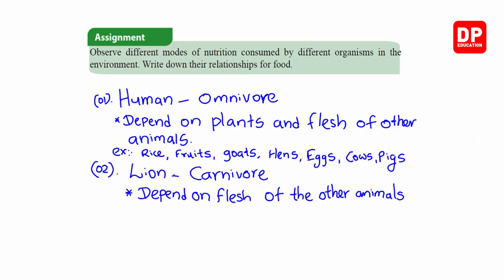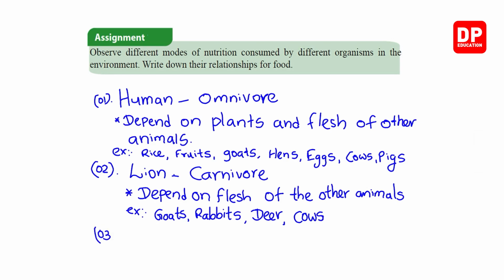Then we'll write down for a lion what the food types are. So they depend on goats, rabbits, deer, then my dear children, they depend on other types of cows.